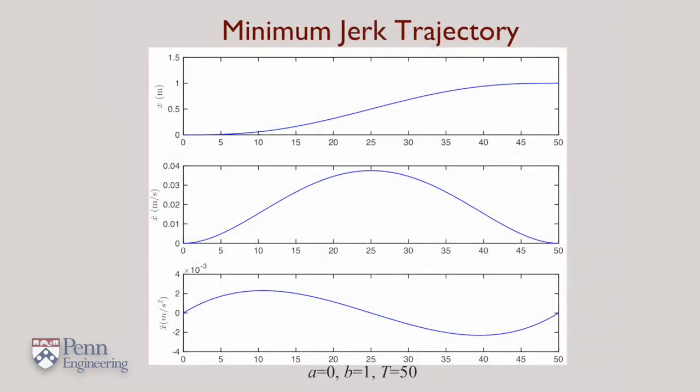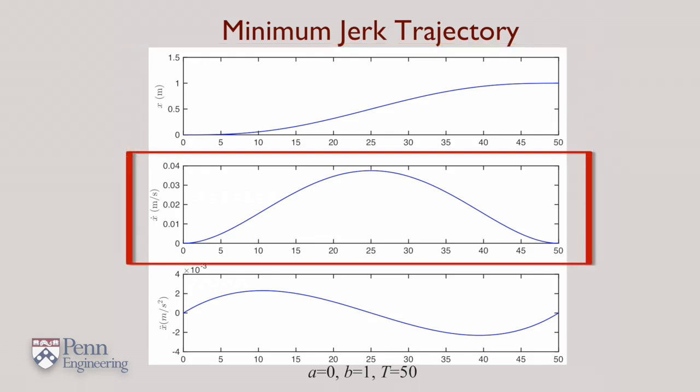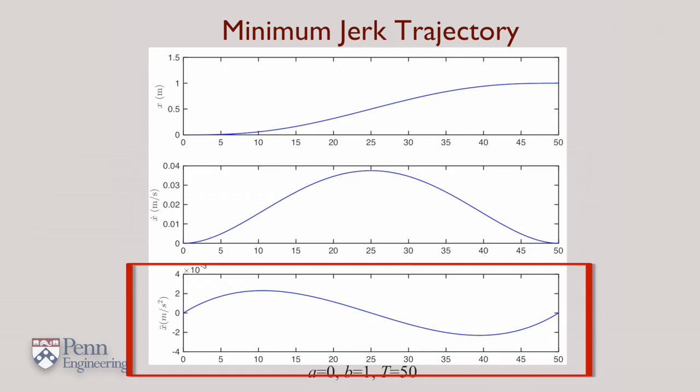This is what the minimum jerk solution looks like. For this particular case, we've taken x starting from 0 and ending up at 1, taking a total of 50 time units. The velocity profile is bell-shaped, starting off with a 0 velocity, ending with a 0 velocity. It's unimodal, reaching a peak velocity in the middle. And the acceleration looks sinusoidal, again starting off with a 0 acceleration, reaching a peak acceleration, and then going all the way down to a peak deceleration, and then ending up at 0.